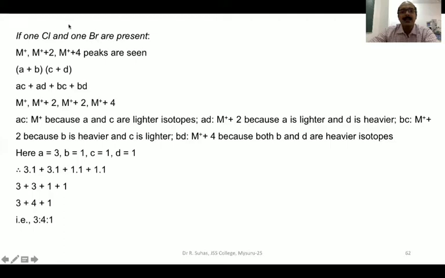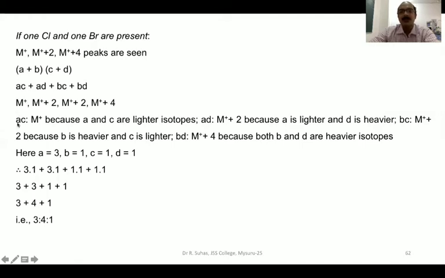Here (A + B) will be for chloro, (C + D) will be for bromo. There is only 1 chlorine and only 1 bromine, so n becomes 1. So (A + B) whole power n times (C + D) whole power n becomes just (A + B)(C + D). Now we have to multiply: AC plus AD plus BC plus BD. So AC becomes M, AD becomes M+2, BC becomes M+2, and BD becomes M+4. Now you might ask, why does AC become M?